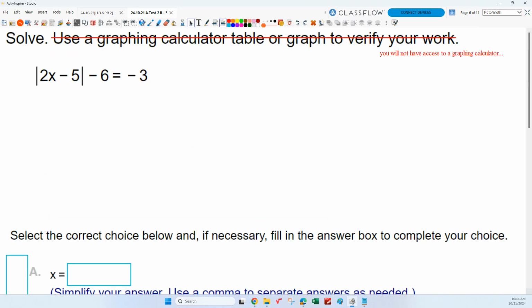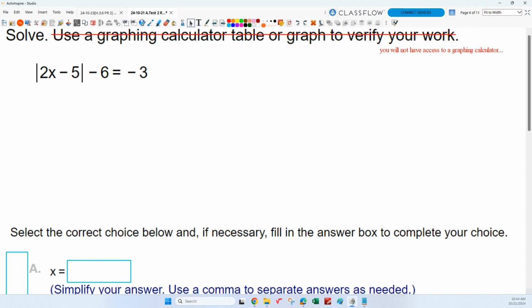Okay, then we move on to just regular old absolute value equations. Now notice probably on the assignment and on the review and on the test, it's going to give you these instructions to use a graphing calculator. Obviously ignore those. We're not using graphing calculators. We're just going to do this algebraically and then we'll graph our solution. Okay?